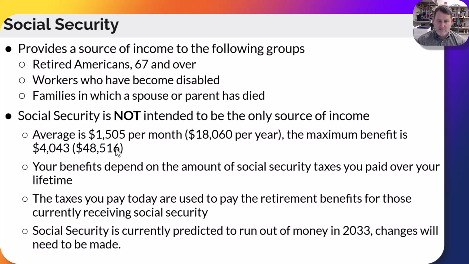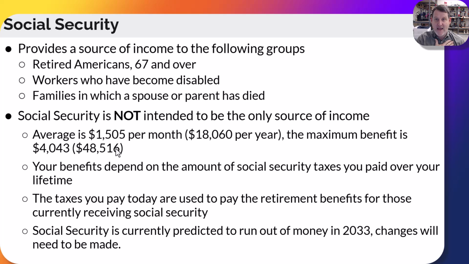And Social Security right now is on a path of being insolvent. So it's currently predicted to run out of money in 2033. Changes will need to be made to the program in order to make it solvent, either tax increases or benefit reductions. So pay attention to that over the next 5 or 10 years. Even though you're young, you're the people that they're going to make these changes for.